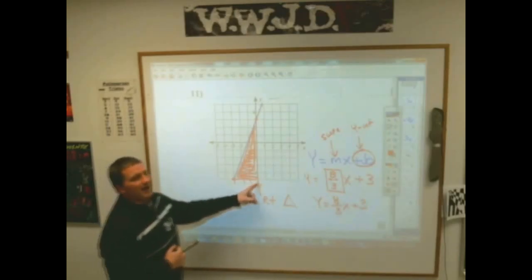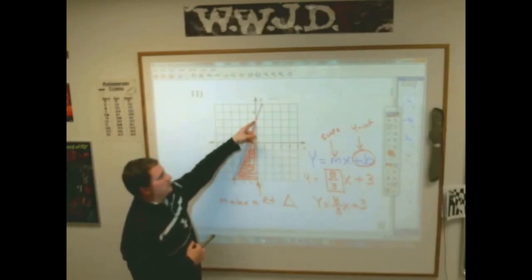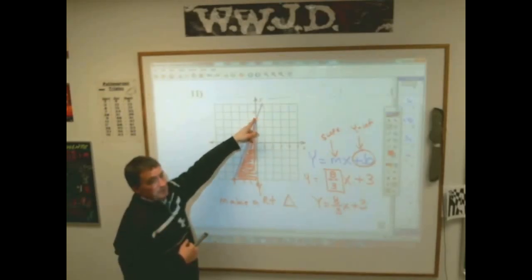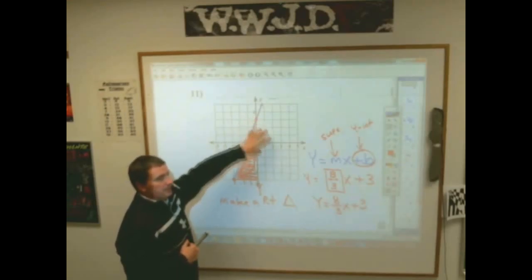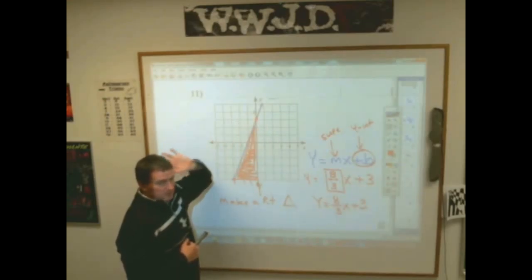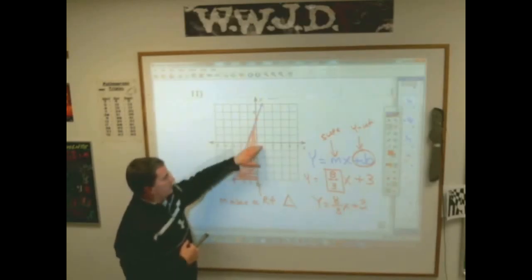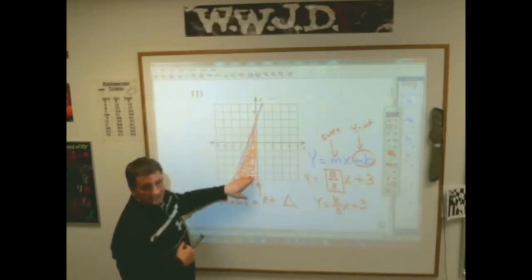Well, I look at the y-axis and I find the place where the line crossed it, which happened to be right there at the 3. The 3 is where it crosses the y-axis. Just like when you graph the line, you pick the last number, see that's where it crosses. That's what it is. Morgan? How do you get the 8/3? See this triangle I drew? Yeah. How high is the triangle?